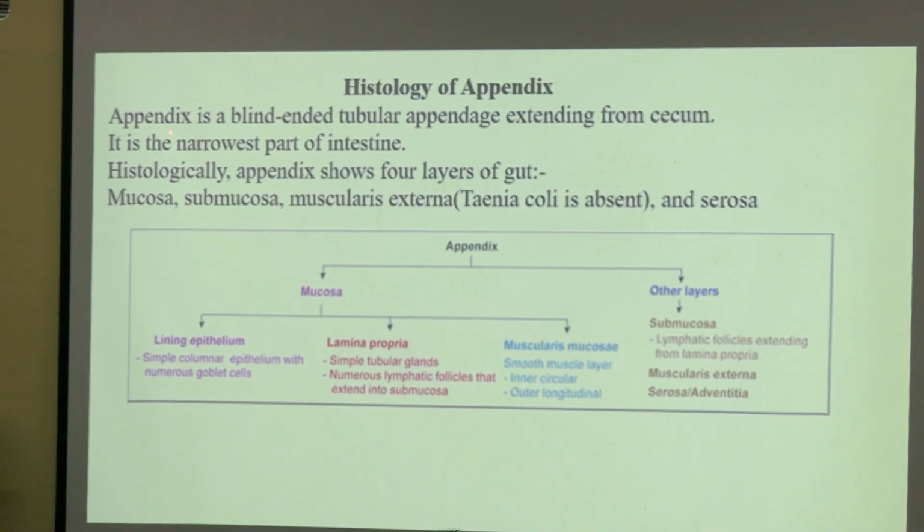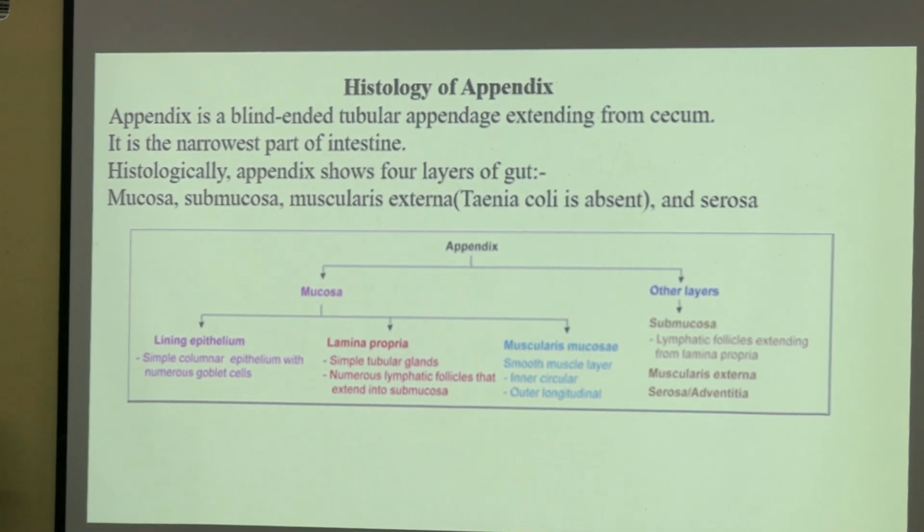Okay, so in case of appendix, see all the layers are present, same lining epithelium, lamina propria, same. But here the difference is, if you see the lamina propria, numerous lymphatic follicles are there, and these lymphatic follicles, they extend into the submucosa. Lots of new lymphatic follicles are there. Like this you can easily identify or you can differentiate between the large intestine, colon, and this one appendix. Other layers are same. And another important difference, can you tell me the difference, especially in case of appendix?